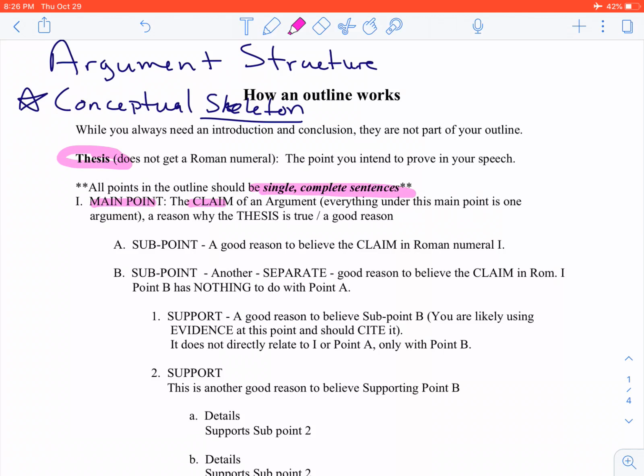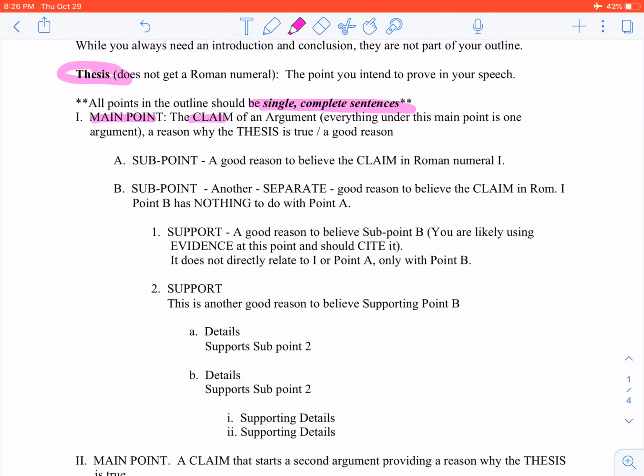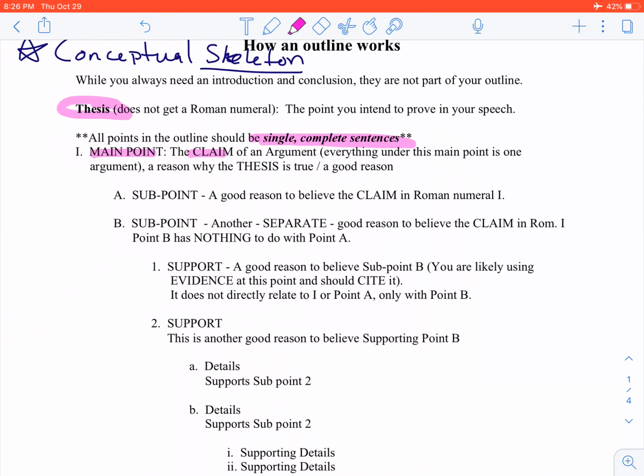Now, the labeling of the different parts is more or less arbitrary. I call the top points main points, subpoints, support, then details, and so on. Most of the outlining structures I've seen identify those as subpoints, subpoints, subpoints, and so on. It doesn't really matter as long as you follow a consistent numbering scheme and indenting scheme to show the relationship between the points. Because the relationship between the points is what matters.